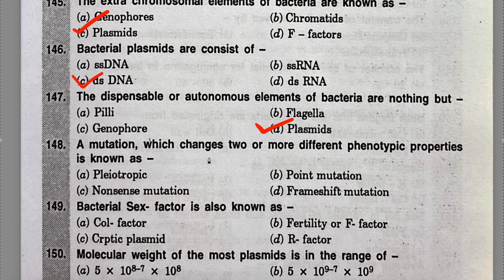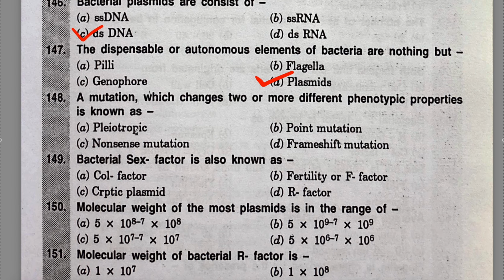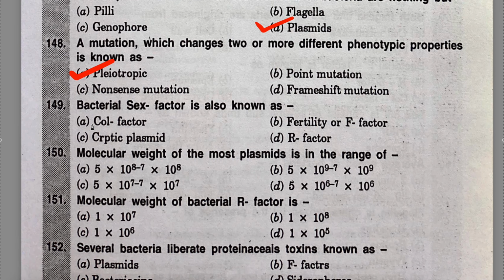148. A mutation which changes two or more different phenotypic properties is known as pleiotropic, point mutation, nonsense mutation or frame shift mutation. Answer is option A. 149. Bacterial sex factor is also known as Col factor, fertility factor, cryptic plasmid or R factor.